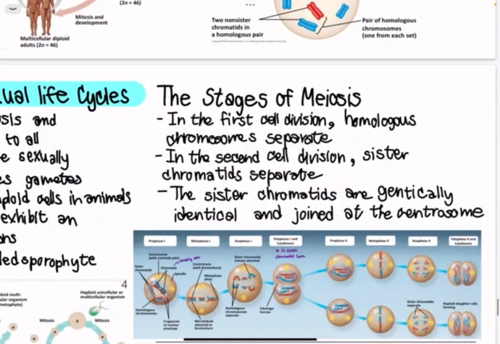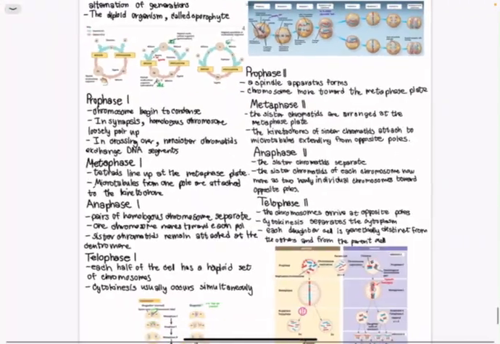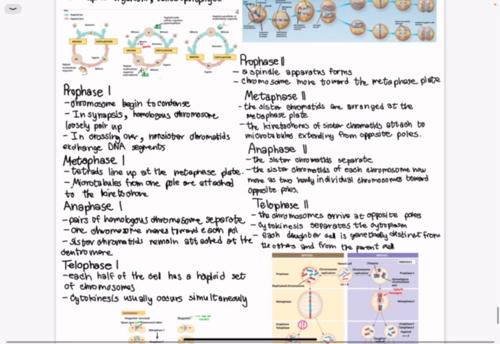The stages of meiosis. In the first cell division, homologous chromosomes separate. In the second cell division, sister chromatids separate. The sister chromatids are genetically identical and joined at the centromere. In prophase 1, chromosomes begin to condense, and in synapsis, homologous chromosomes loosely pair up. In crossing over, non-sister chromatids exchange DNA.